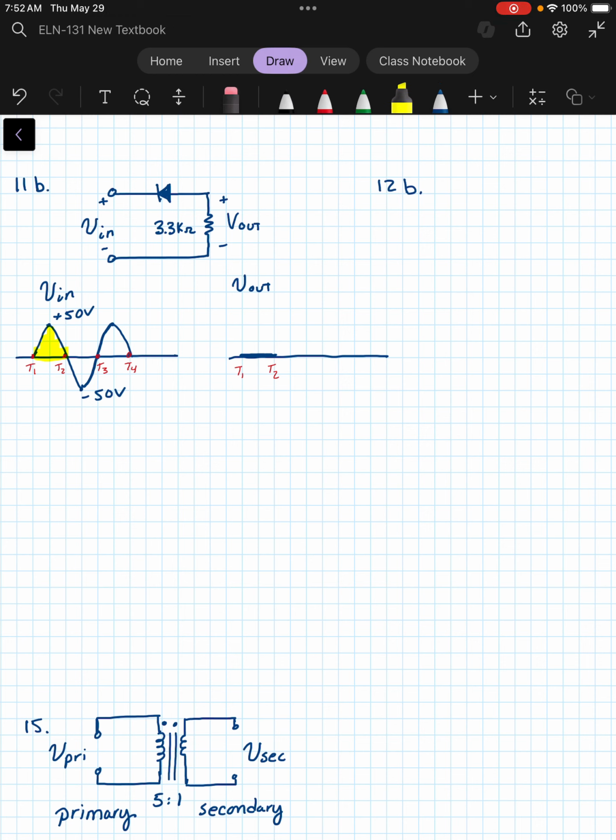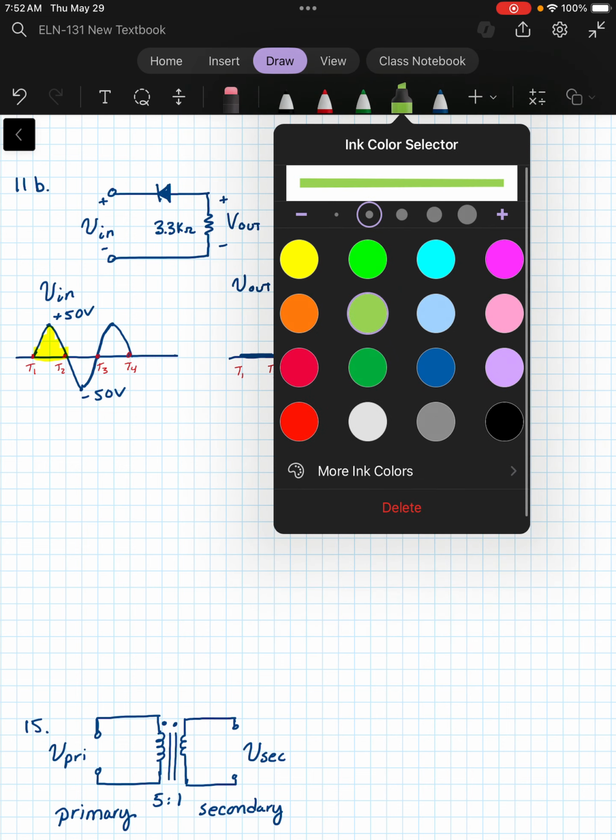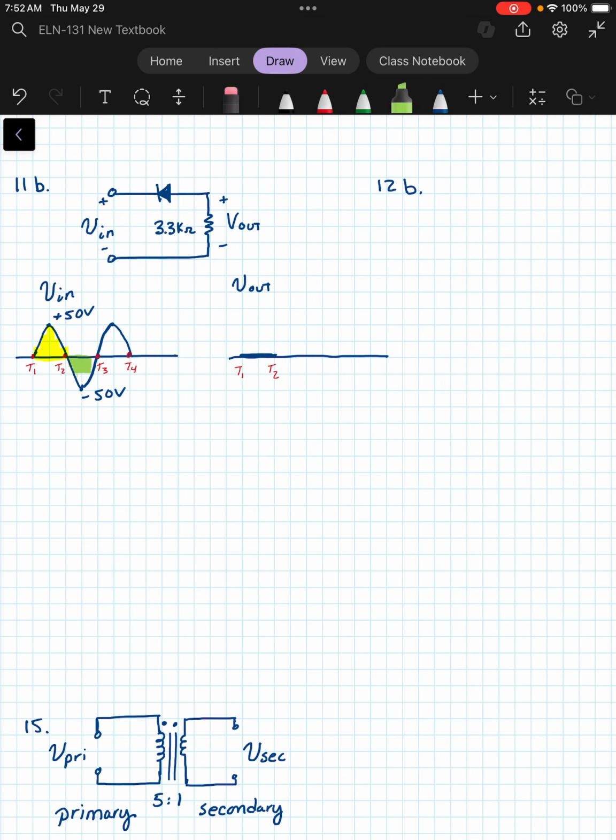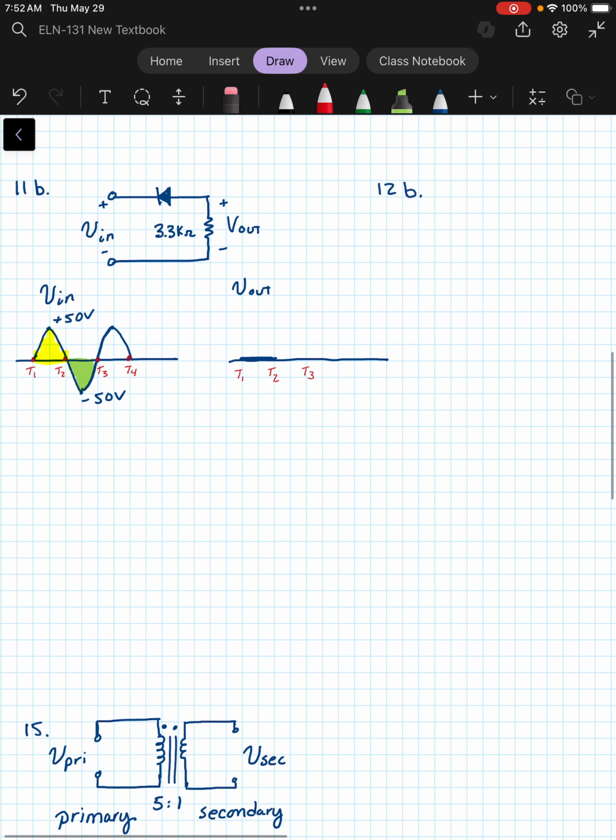And then for T2 to T3, of course, we see here that the diode would actually be forward biased or on, so we would see at the output what we have on the input, and that would actually mirror what we see here at the output.